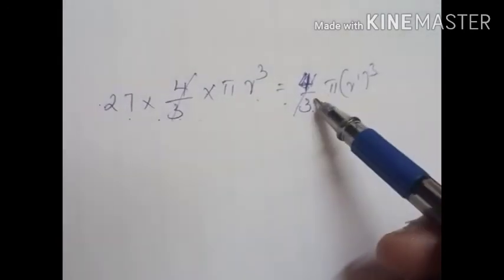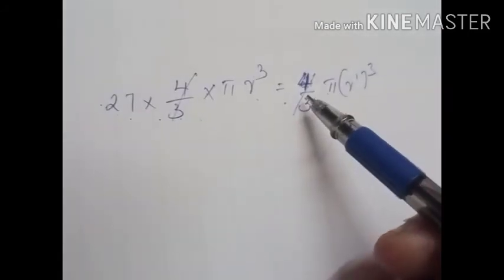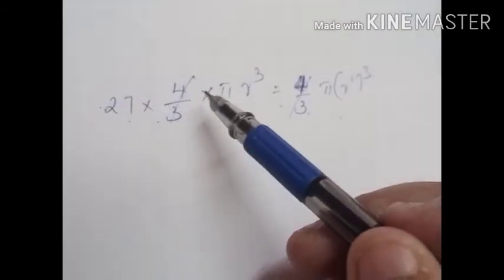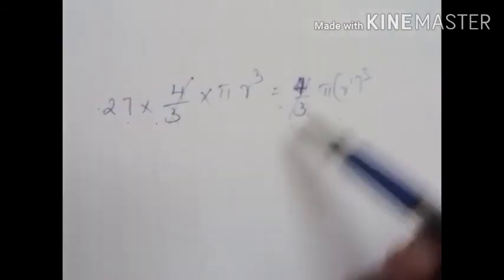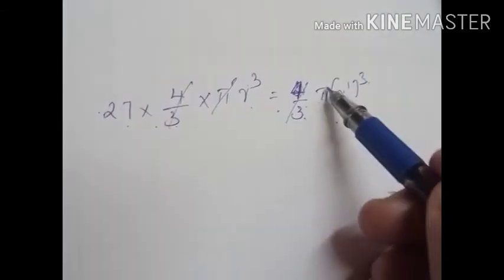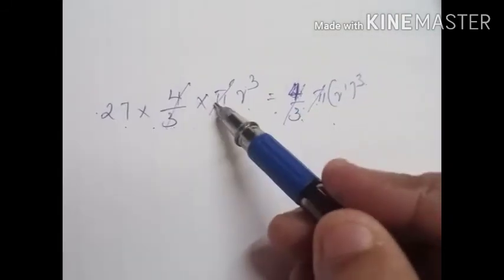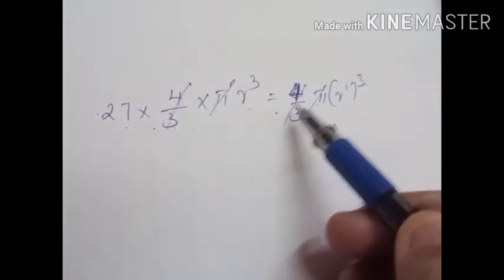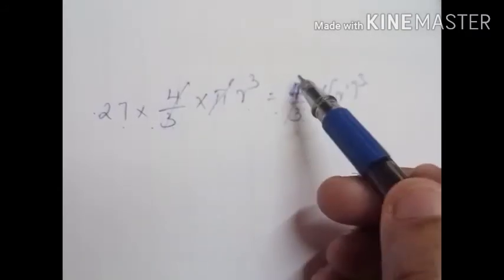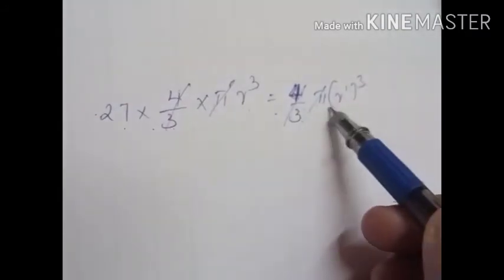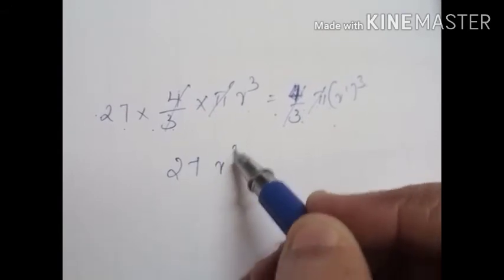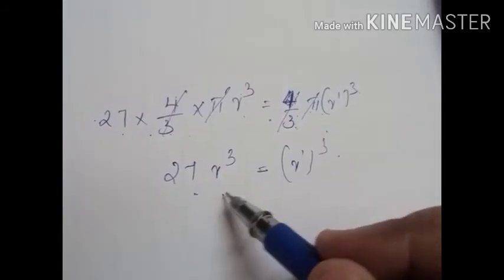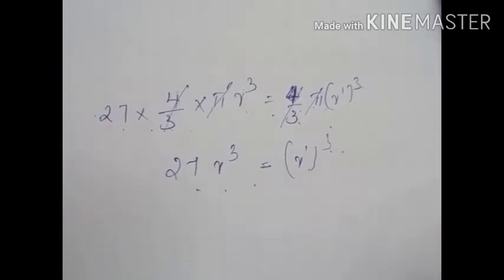Here 4 by 3, here also 4 by 3. When we transpose, then it will be reciprocal. Then we can cut 4 and 4, 3 and 3. So from these two sides, same values we can cut. Then this pi and this pi also we can cut, because when we transpose, it will be divided by pi. So the 4 by 3 and 4 by 3 we already cut, and pi and pi also cut. Then 27 r cube equals r dash cube.